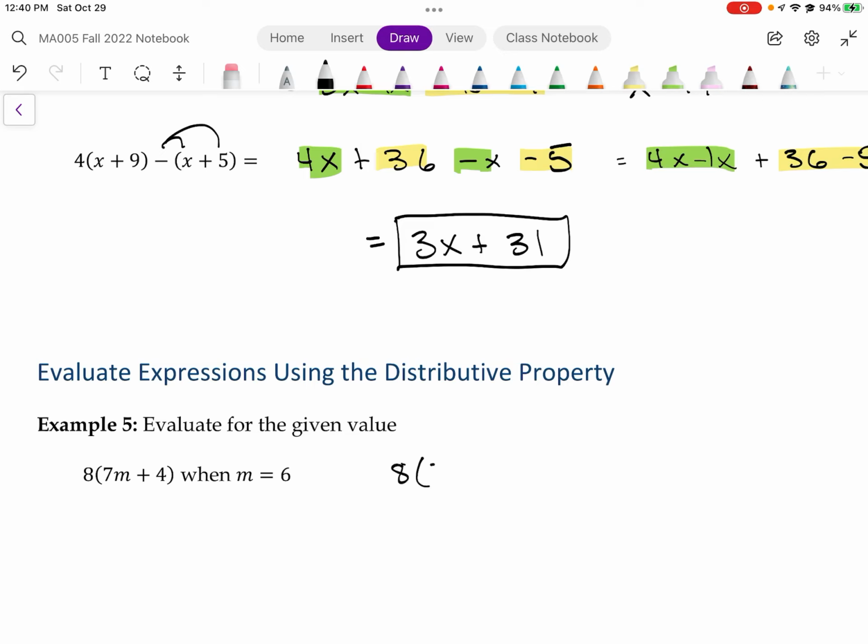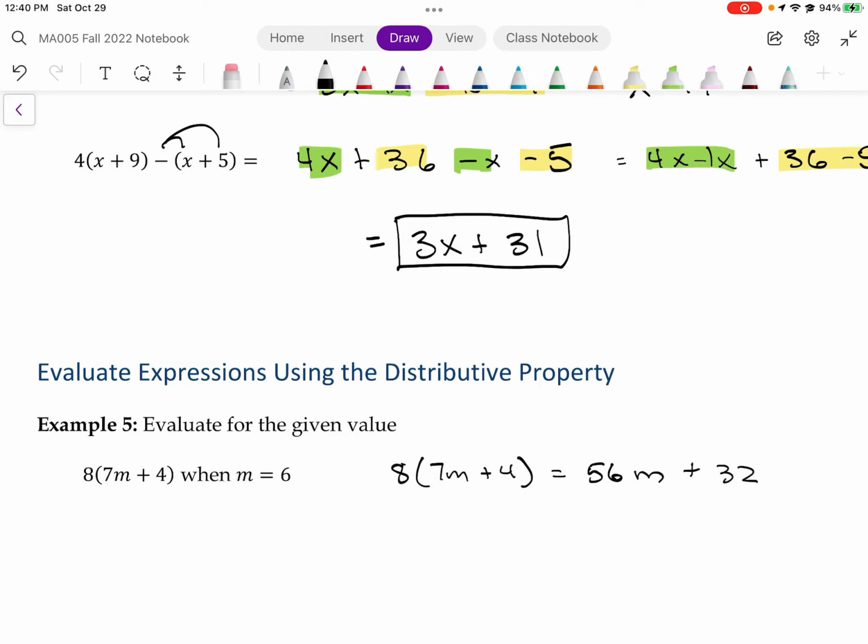So I have 8 times 7m plus 4. So I'm going to distribute and get 56m plus, and I just realized I did not make a key for this, so I'm just doing it as I go, plus 8 times 4 is 32.